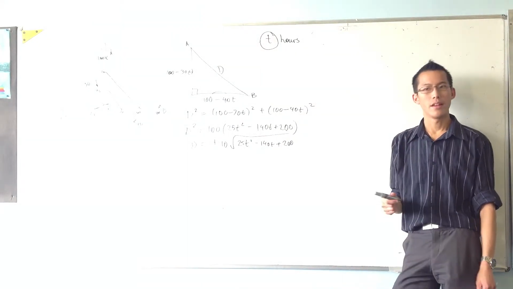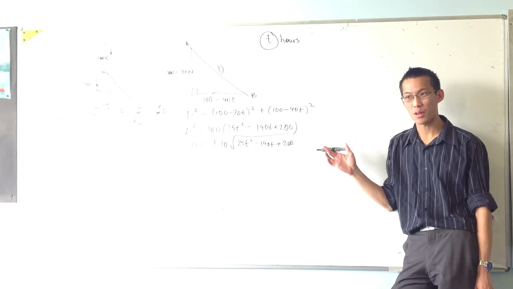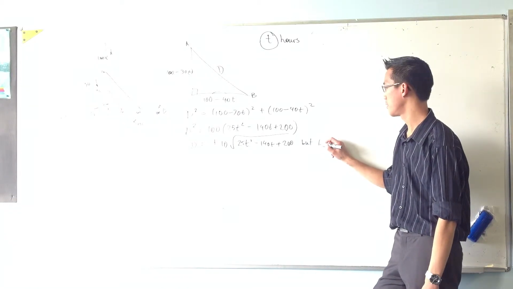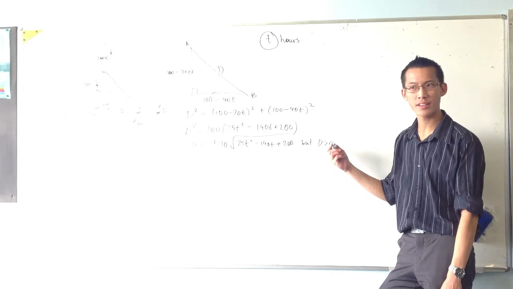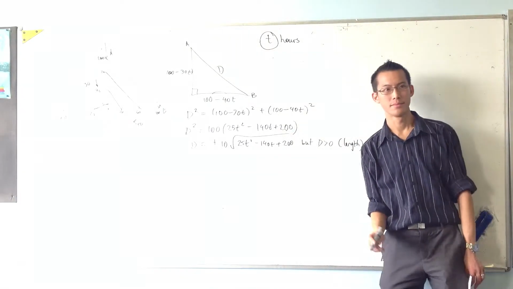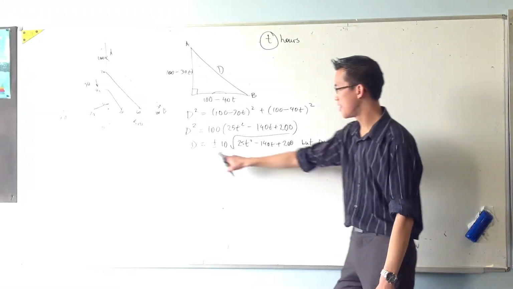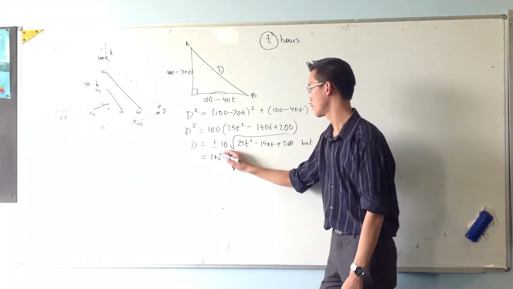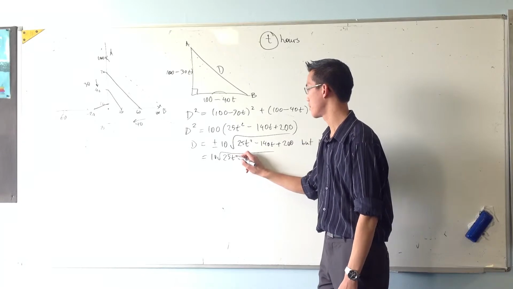Now, like I said, you want to disregard one of the values. Do remember to say why: d is greater than 0, it's a length. Now we can go from here. This, when I've got a positive value, is something I can differentiate.